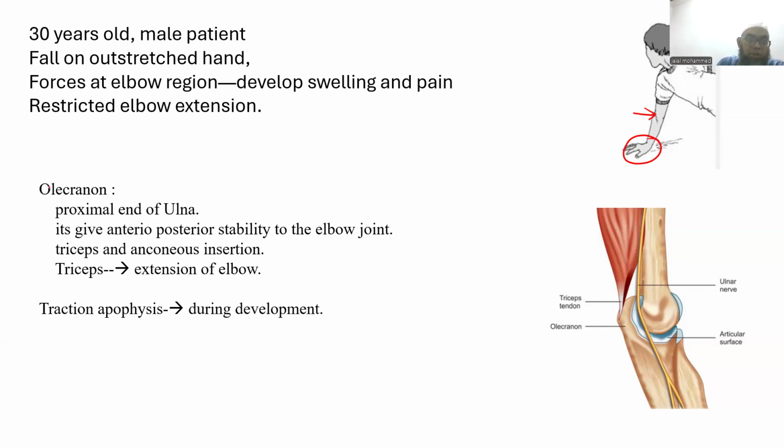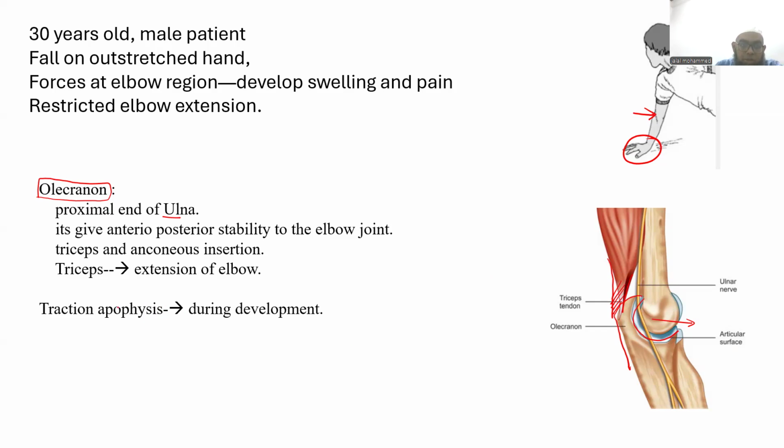Before knowing the fracture per se, we need to recall our anatomy, how the olecranon is. Olecranon is the proximal aspect of the ulna. Here you see it is the olecranon process. It is the proximal aspect of the ulna, which has the groove, the olecranon fossa here, which gives stability to the elbow joint and does the flexion and extension movement. And there is one important muscle, the triceps muscle, inserted around the tip of the olecranon, which gives extension movement to the elbow joint.